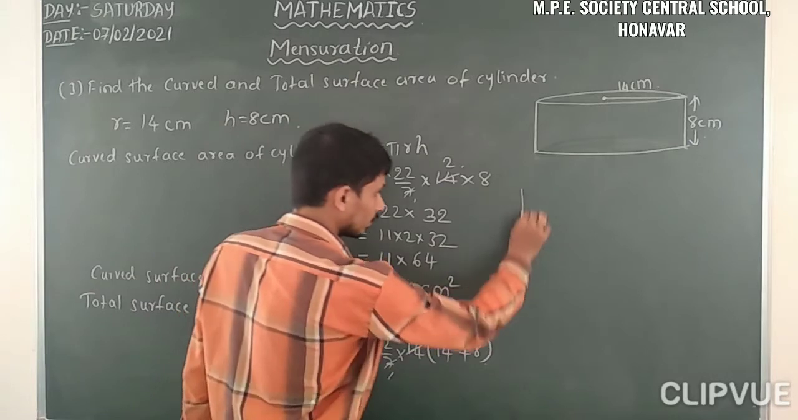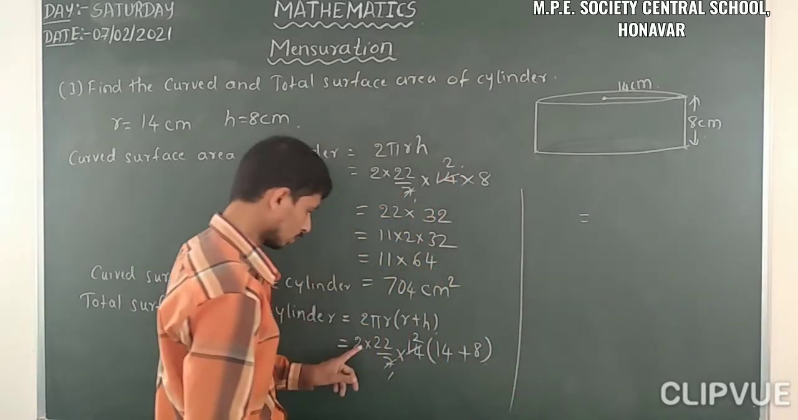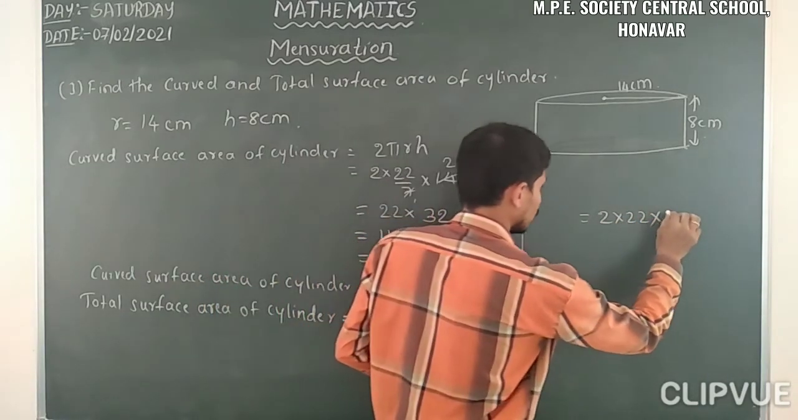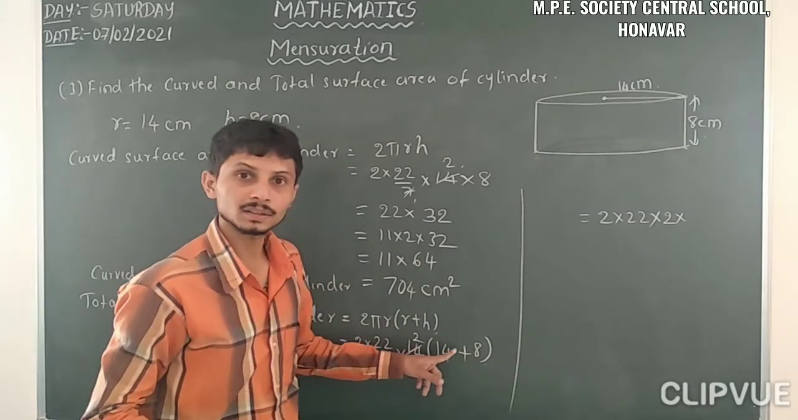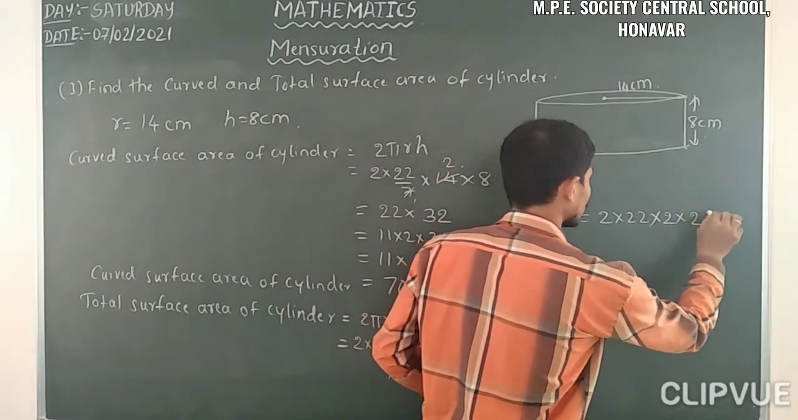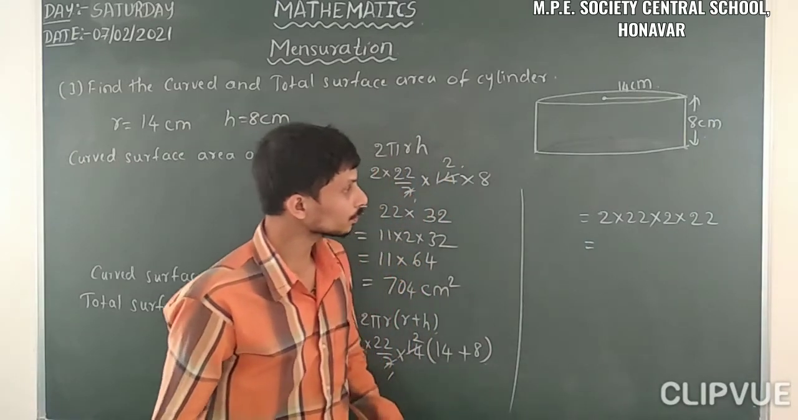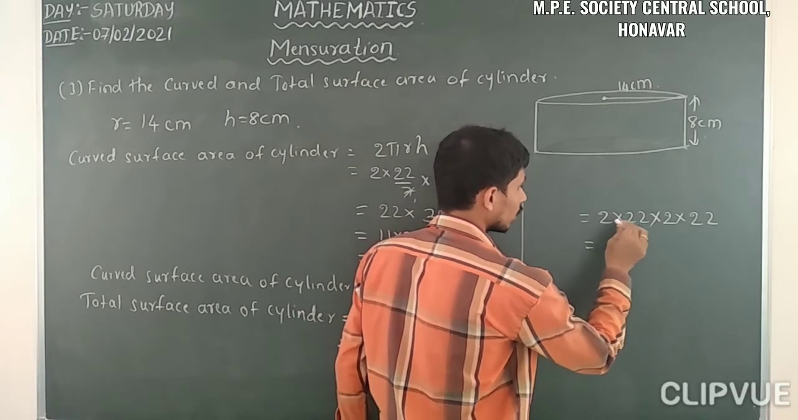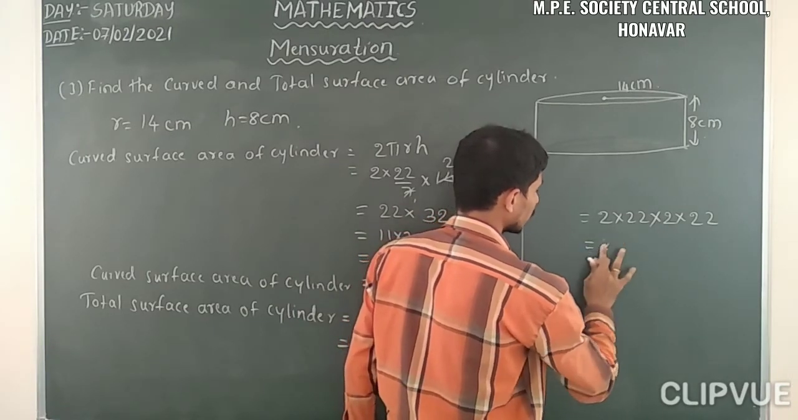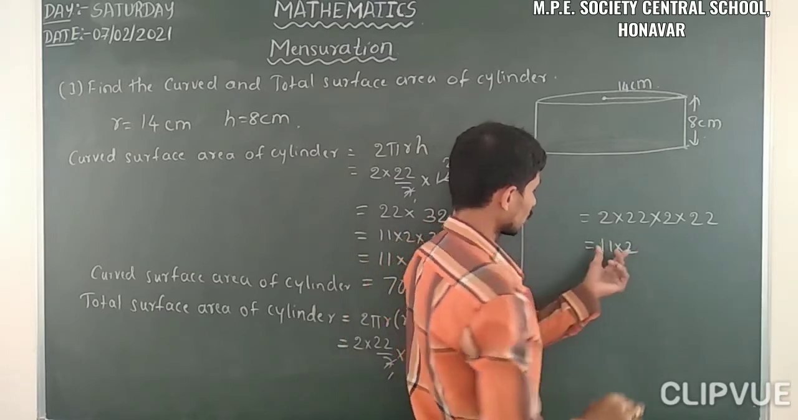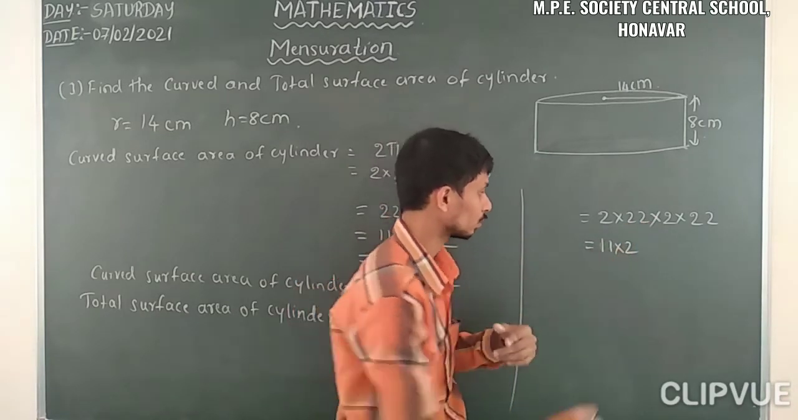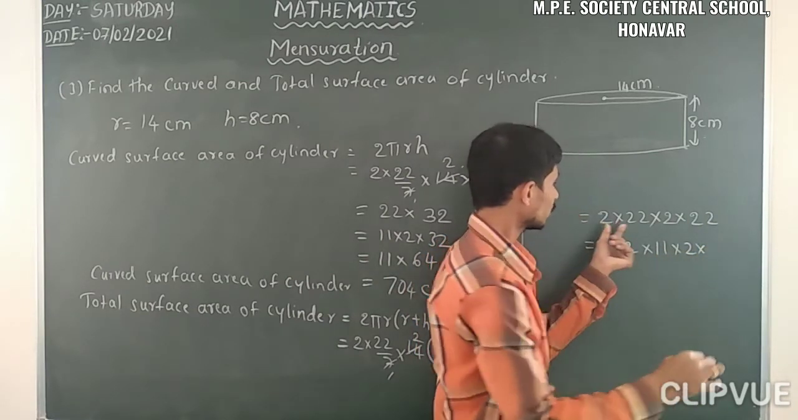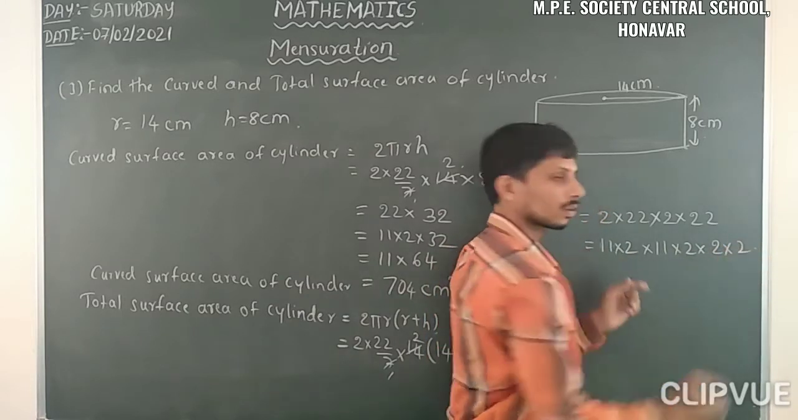Then 7 into 1, 7 into 2. So here I will say that it is equal to 2 into 22 by 7 into 14 plus 8, again it is 22. Yes. So here just observe we have a series of 2's. Okay, so let's take like this. That means whatever we have is 22. So we have to write like this, 11 into 2. So one here 22 we can write as 11 into 2, and this 22 also we can write as 11 into 2, and 2 into 2 we can write like this.